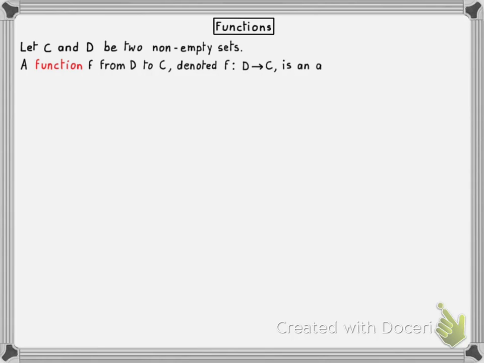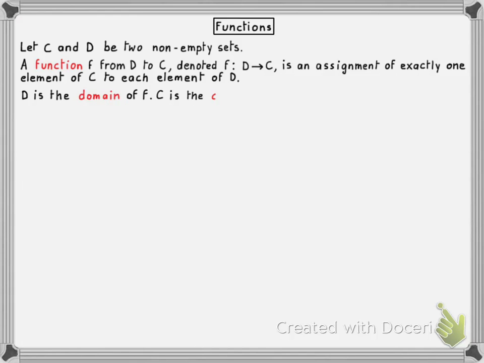So to define a function, first we need to start with two sets. Let's call them C and D and assume they are not empty. Now we can define a function f from set D to set C, denoted with this notation, and say that a function is an assignment of exactly one element of C to each element of D. In other words, a function is a set of pairings that associates to each element of D a single element of C.